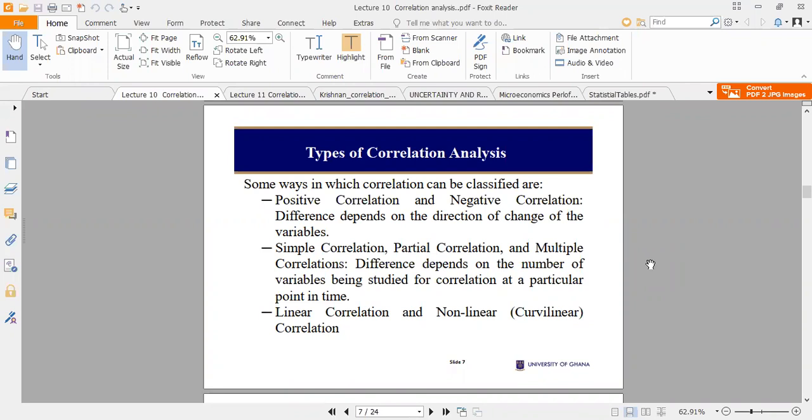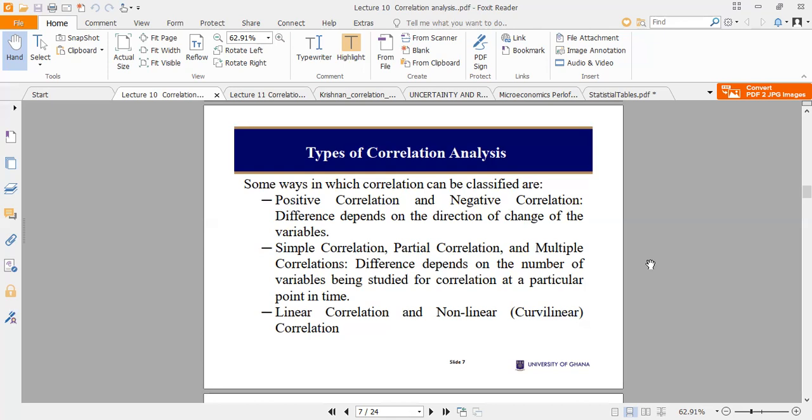Then for partial, we have more than two observed variables. So maybe we have X, Y, Z. More than two variables, but the correlation analysis is being done on just two. So maybe we have X, Y, Z, but we want to do a correlation analysis on only X and Y. I hope you understand that. So we are not using all the observed variables. We are just taking two out of the many.